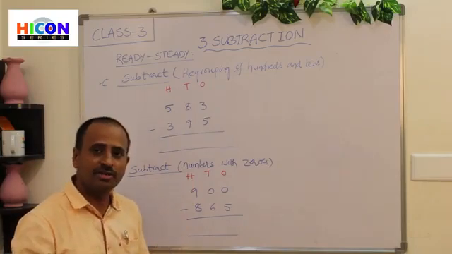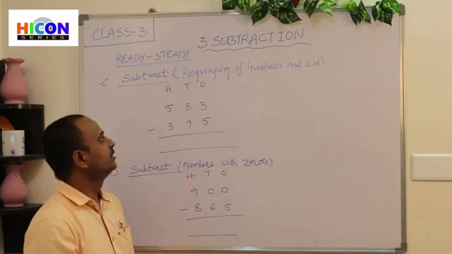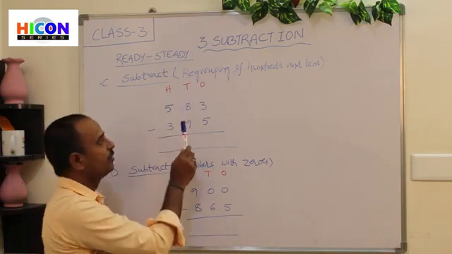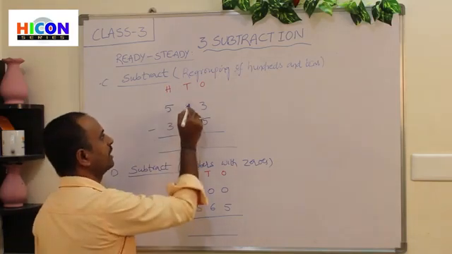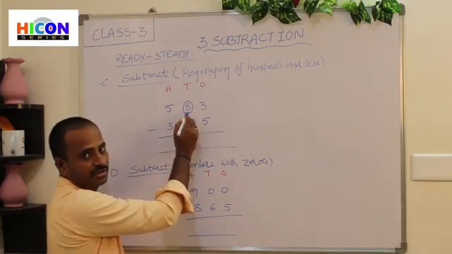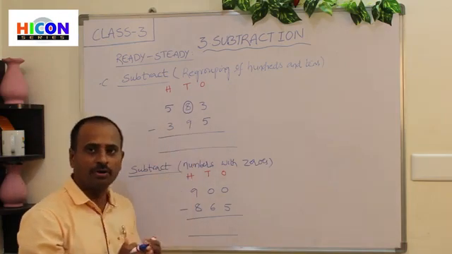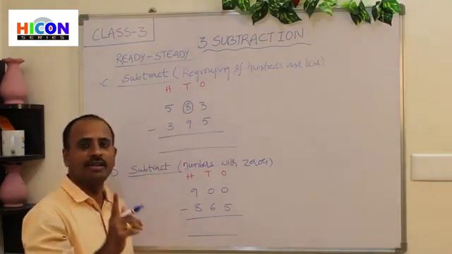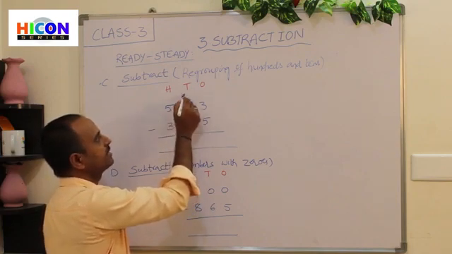So if the subtraction is not possible, we have to get borrow from its previous place. That means its next place. So what is its next place? Tens place. So get borrow from the tens place. So what is the digit present in the tens place? 8. So get borrow from 8. So how many tens are there? 8 tens are there. So get borrow 1 ten from 8 tens. So if we get borrow 1 ten from 8 tens, how many tens will be there? 7 tens will be there.